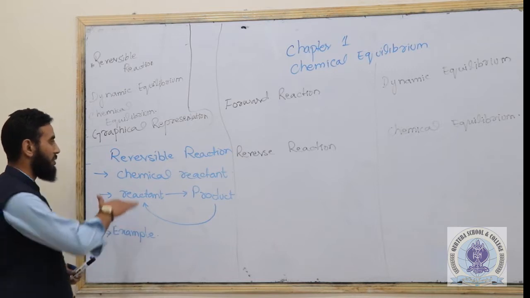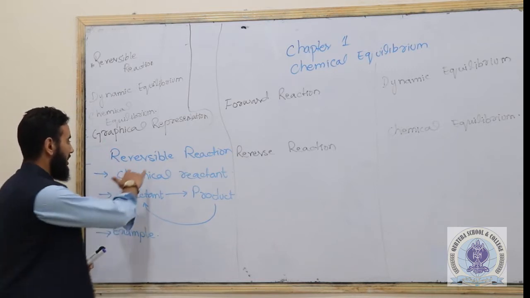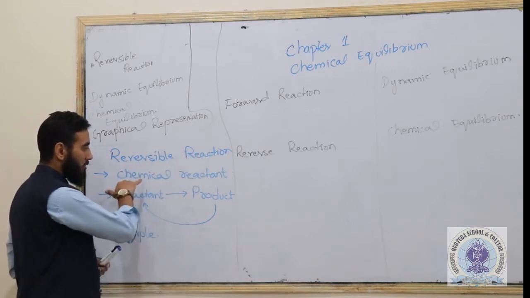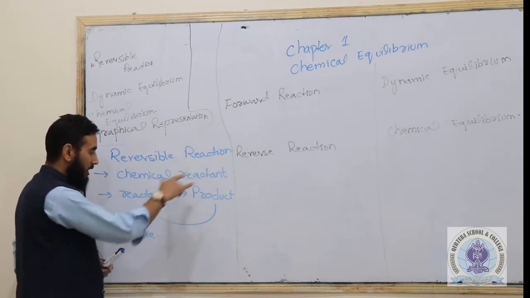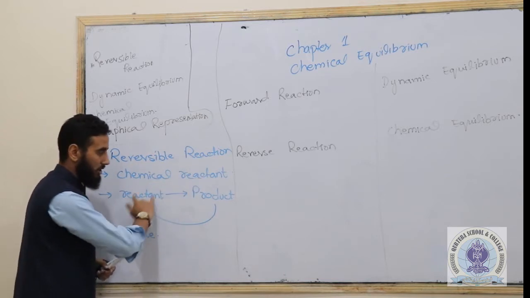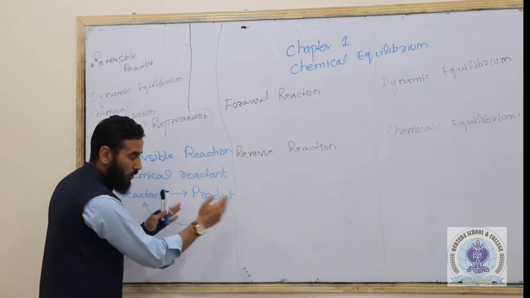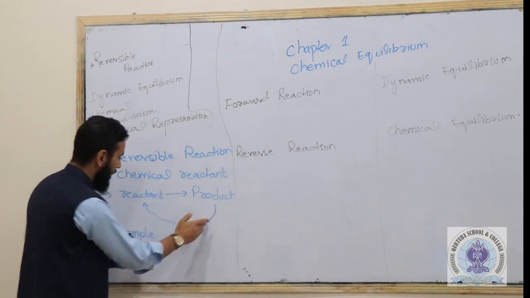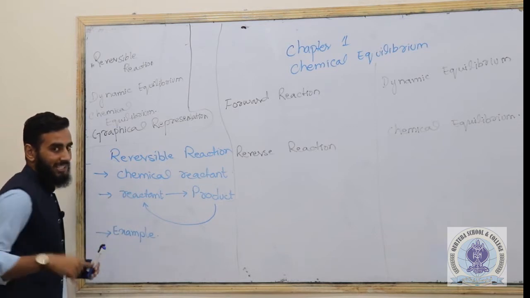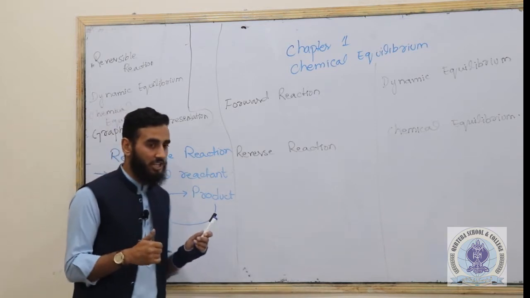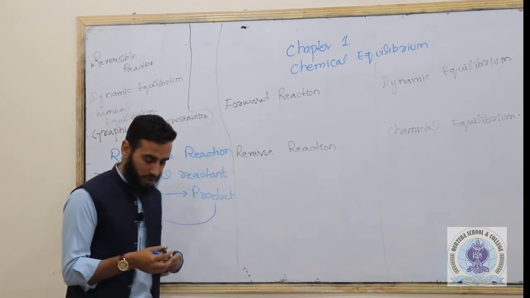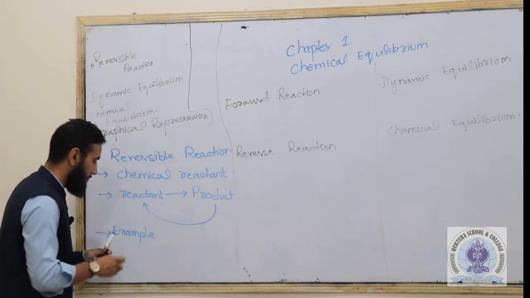So dear student, as we discussed in our previous lecture, a reversible reaction is a type of chemical reaction in which reactants react with each other and form products, while these products react or recombine with each other and form the reactants back. As I told you, this reaction does not go to completion. Let me give you an example.